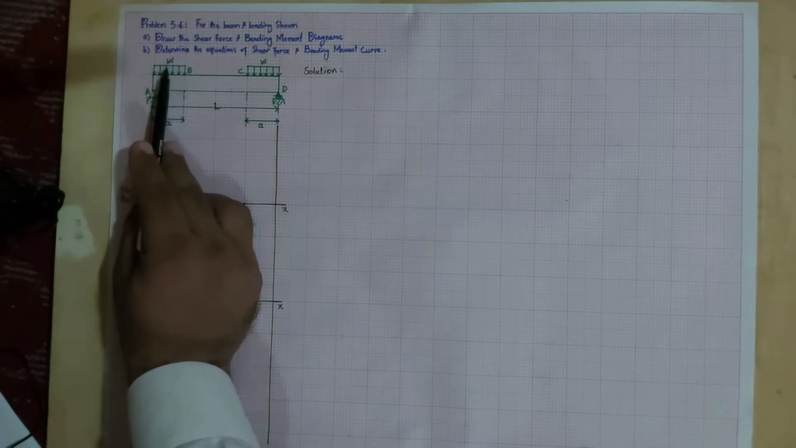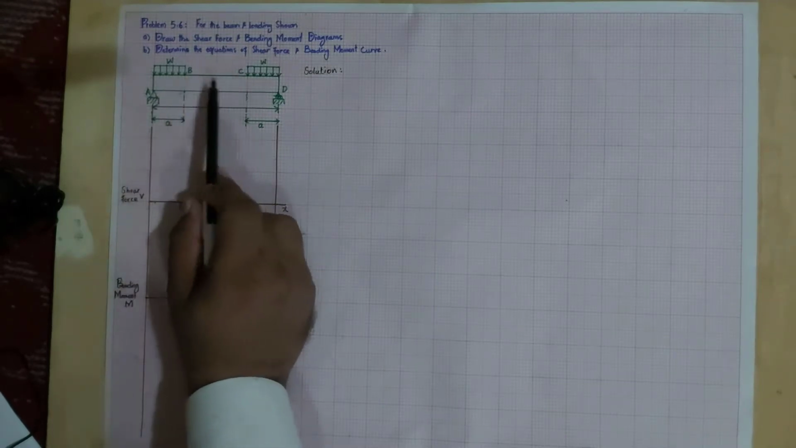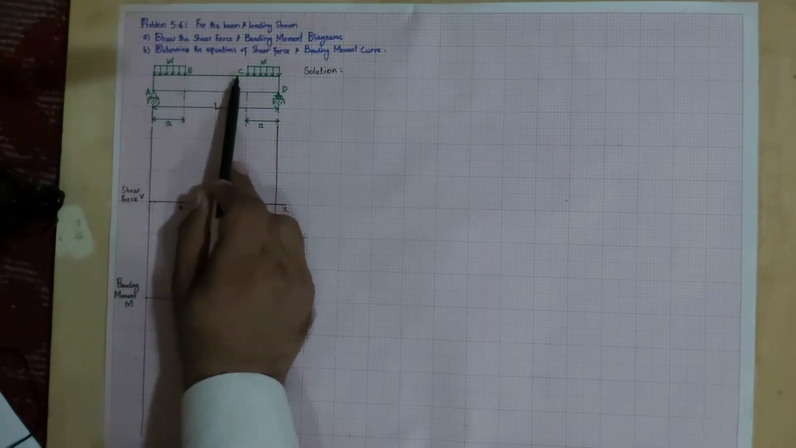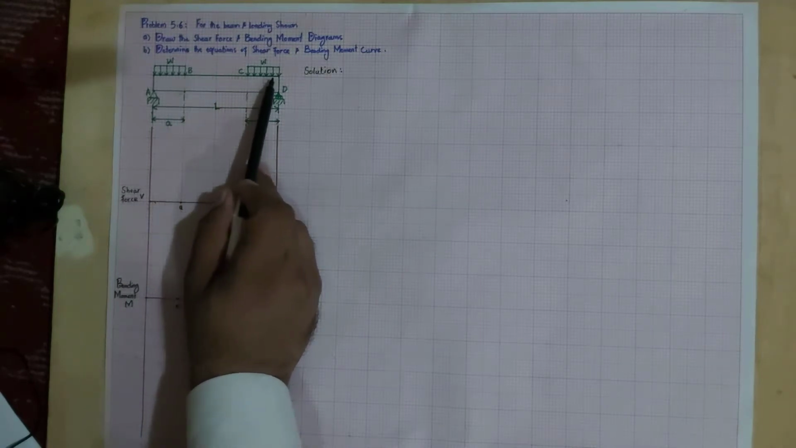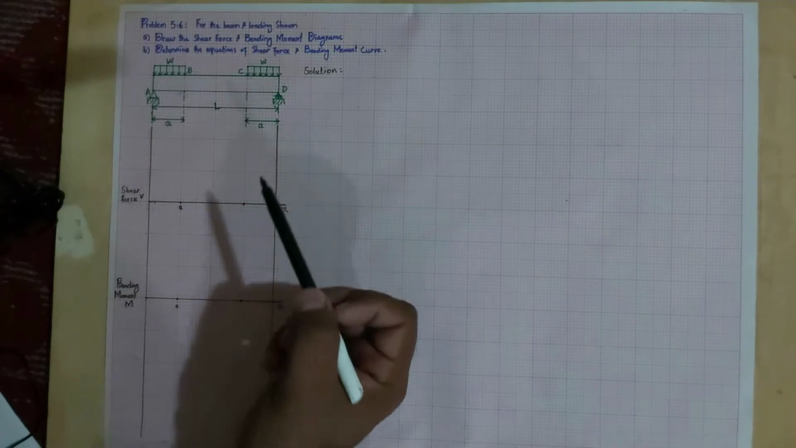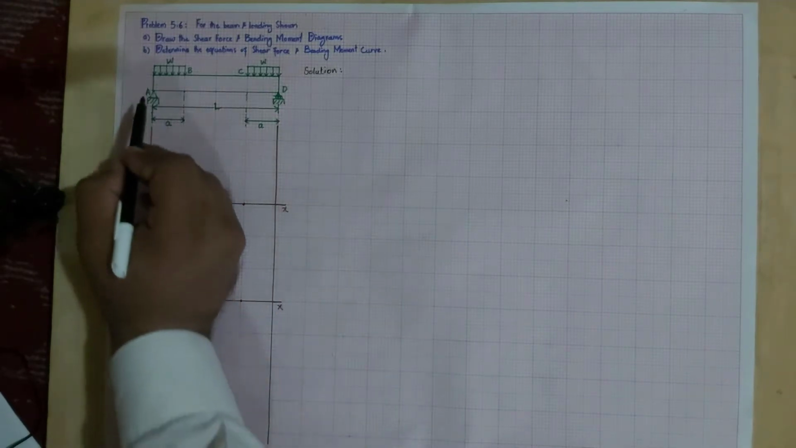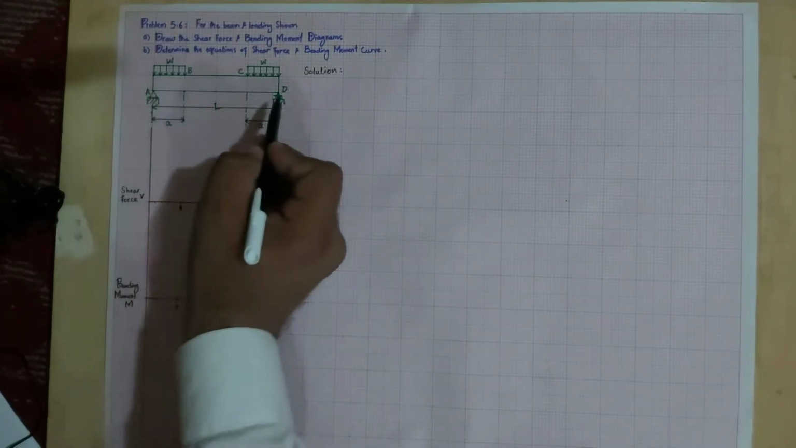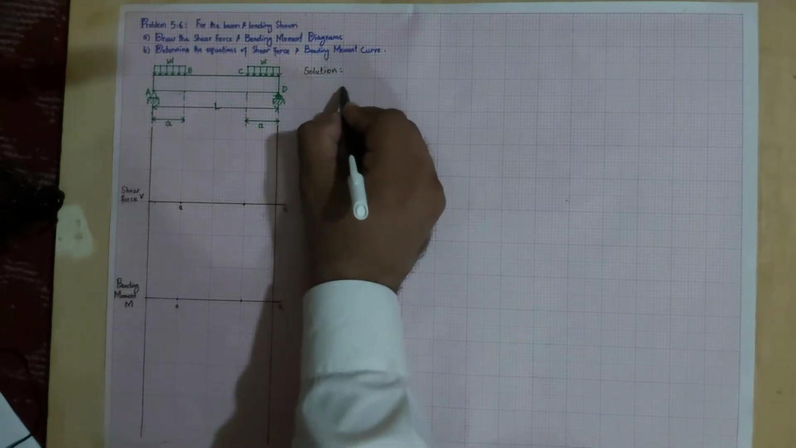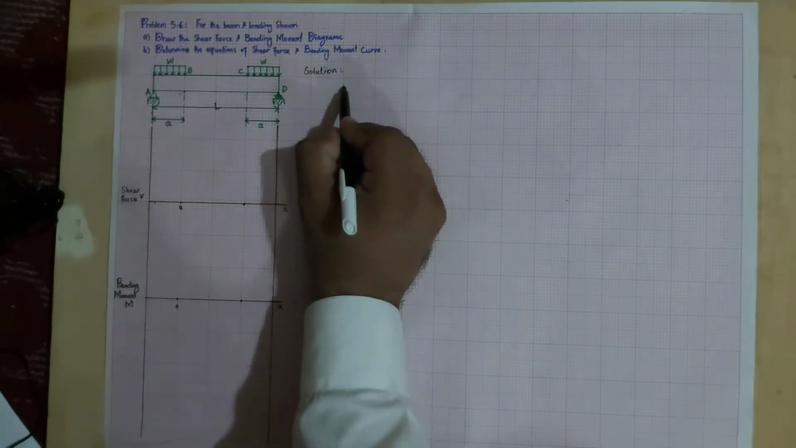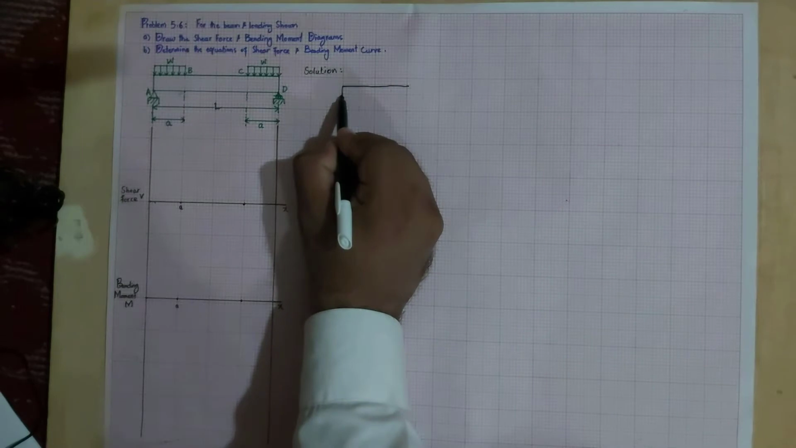You can see that a beam of length L is given, and the load from point A to B is a uniformly distributed load. Similarly, from point B to C there is no load, and from C to D again there is a distributed load. So first we will find the reaction forces at points A and D. For that we will draw a rough figure of the beam.